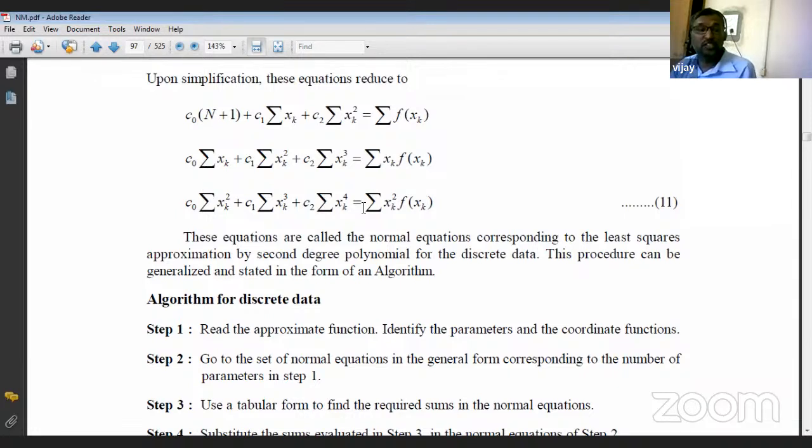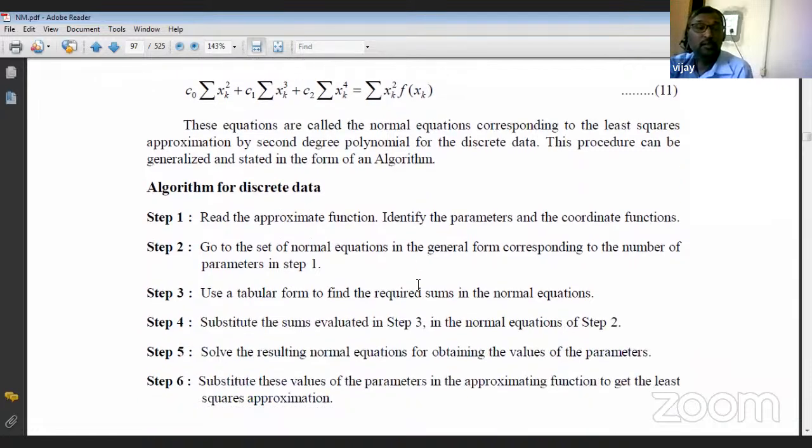This procedure can be generalized and stated in the form of an algorithm. So what is the algorithm for discrete data? Read the approximate function, identify the parameters and the coordinate functions. Go to the set of normal equations in general form corresponding to the number of parameters in step 1.